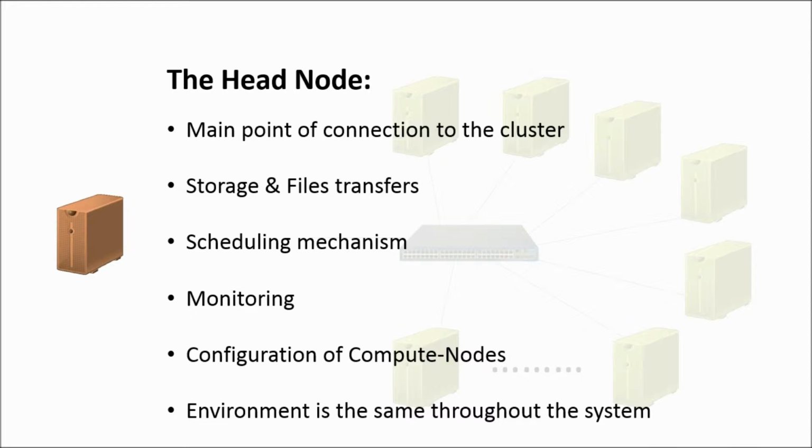The head node must also know all the configurations of the computational nodes in the system, and it is sometimes part of the monitoring system in order to keep track of all the machines that are communicating and checking in to the head node. And finally, the head node will have an identical operating system environment to the one you would find in the computational nodes. This makes it a lot easier for the administrative folks and for the users, as they will have the same environment throughout the whole system.